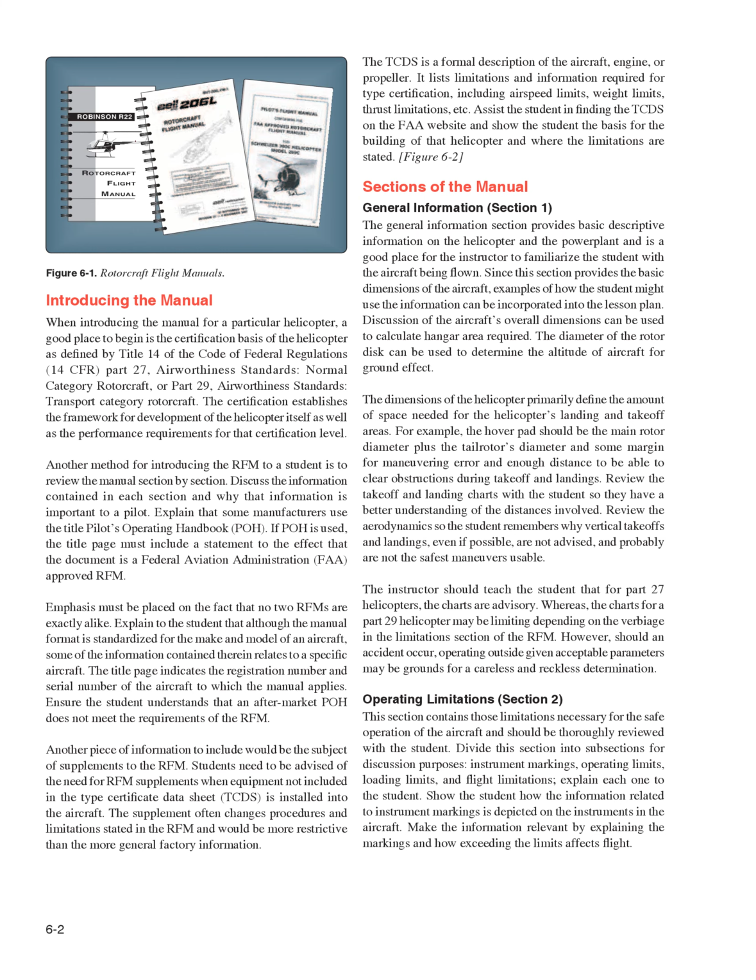Since this section provides the basic dimensions of the aircraft, examples of how the student might use the information can be incorporated into the lesson plan. Discussion of the aircraft's overall dimensions can be used to calculate hangar area required. The diameter of the rotor disc can be used to determine the altitude of aircraft for ground effect. The dimensions of the helicopter primarily define the amount of space needed for the helicopter's landing and takeoff areas. For example, the hover pad should be the main rotor diameter plus the tail rotor's diameter and some margin for maneuvering error and enough distance to be able to clear obstructions during takeoff and landings.